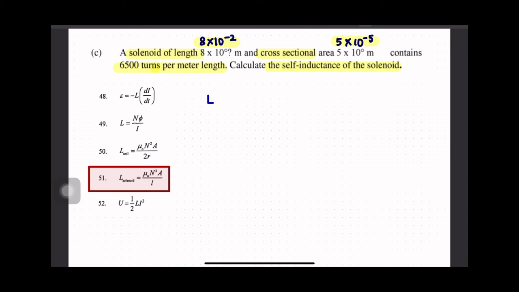L is equal to mu naught N power of 2 A over L. Yang dibagi ni adalah number of turns. Okay, so kita gantikan dulu. Okay, n kecil ni sama dengan number of turns per length. So, ni adalah number of turns per length. So, kita tukar, kalau dia nak N2 over L, dia akan jadi, sebab kita nak dapatkan ni 6500 turns ni, kita nak ubah equation ni. So, dia akan jadi, kita punya formula adalah N2 over L kan? So, N2 over L.